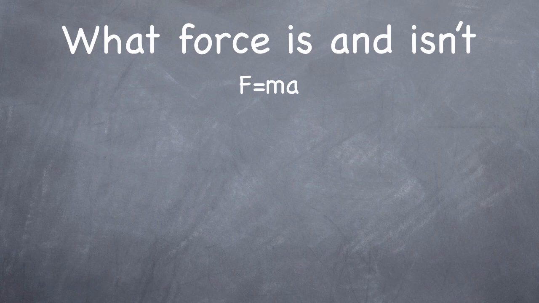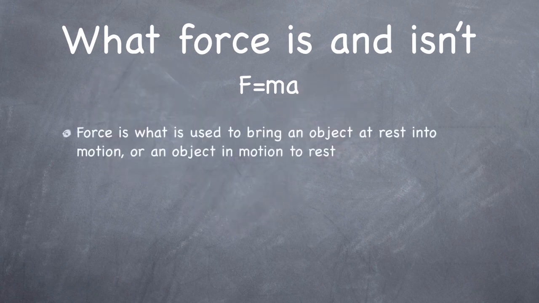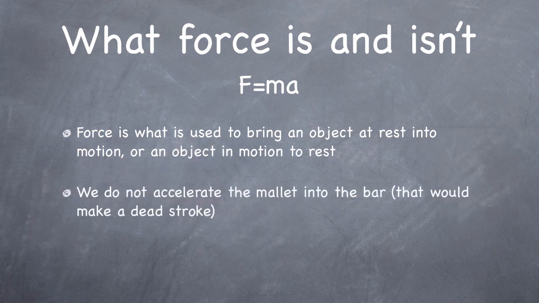And this all ties into force. So I want to clarify what force is and what it isn't, because a lot of people, when they're talking about the velocity stroke, kind of misuse it a little bit. Force is what is used to bring an object at rest into motion, or an object that's in motion to rest. For example, when we begin a mallet stroke, the mallet is at rest, and we need force to get it moving. However, right before that mallet hits the bar, we stop using acceleration. If we kept using acceleration, then it would start to produce a dead stroke, and most of the time we don't want to do that.